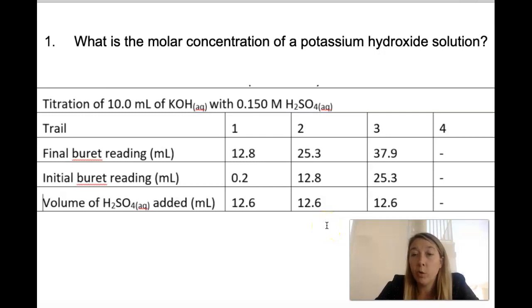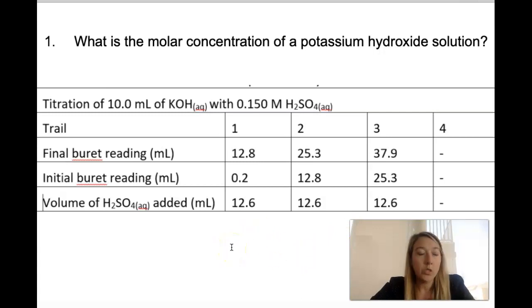So either number 4 would have agreed with those numbers, or we would have dismissed the number as our outlier from our data, okay? In this case, you can average them. It's just going to give you the 12.6 mils. You now know the volume you're doing, so write your balanced chemical equation, and go ahead and do your unit analysis.